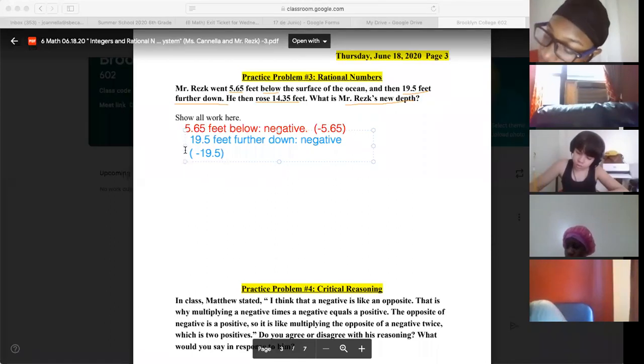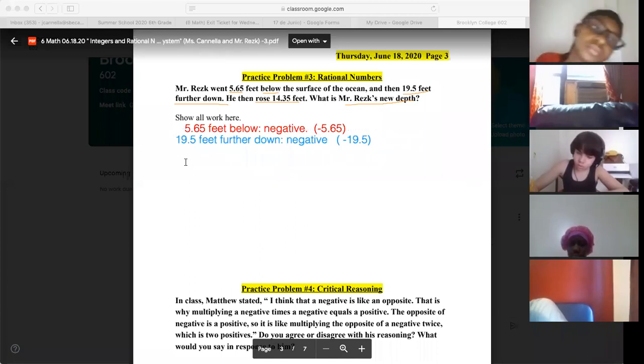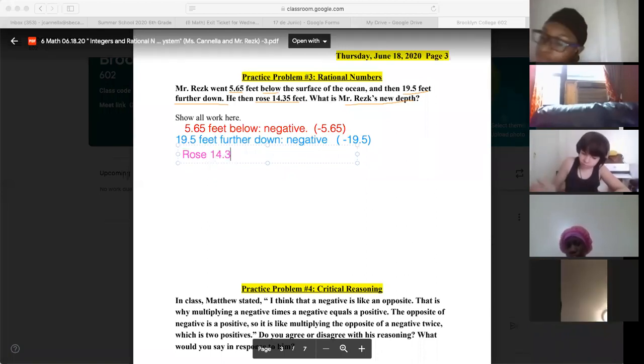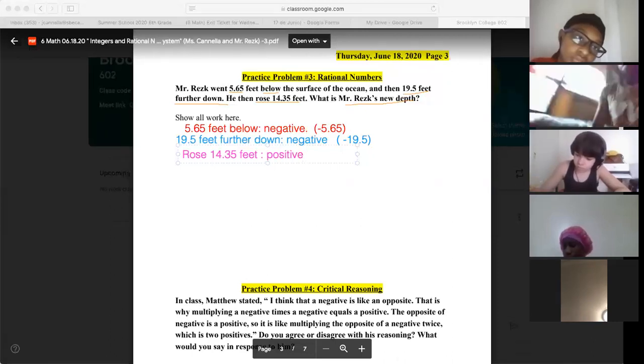I just want to put this on one line for you to write. Okay, there we go. Now we're almost done. I'm going to put another box over here. I'm going to do this one in pink. Now it says you rose 14.35 feet. What kind of integer is that? Positive or negative? Positive. Good. So this is positive.